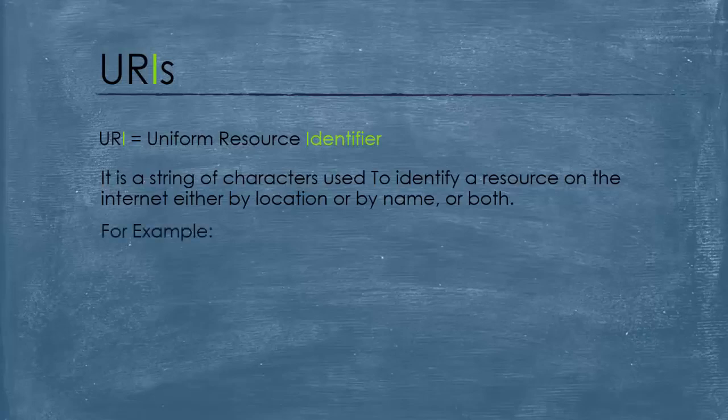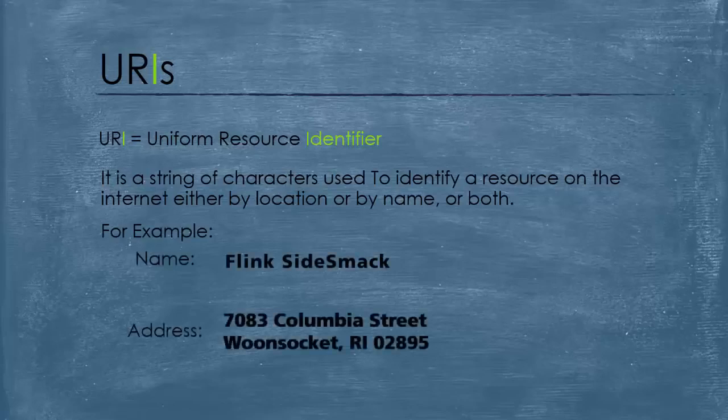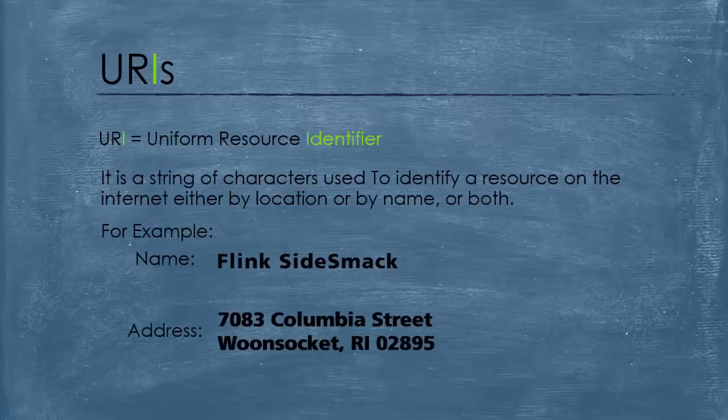For example, let's say we want to get to a friend. His name is Flank Sidesmack. Okay, that's not a name, but yeah. And this is his address. To actually do that, we need to use either his name or his address. Think of the URI as using the name or the address to identify the person we want to get to. And of course, we can use both at the same time. Whether we use just one or both, in both cases, it is a URI. It is a way to identify the resource. We will come back to the URI later.